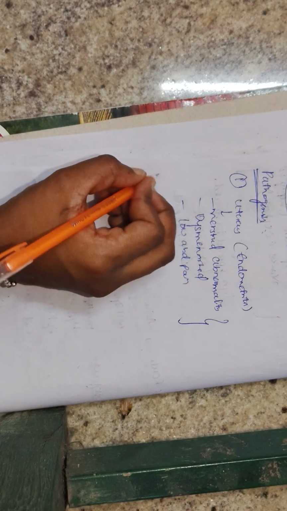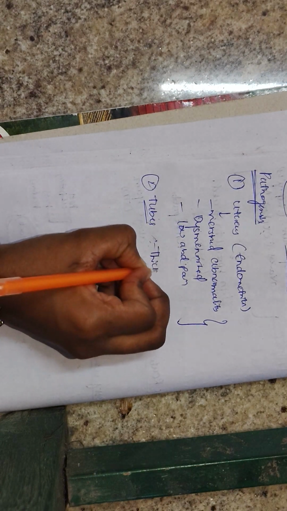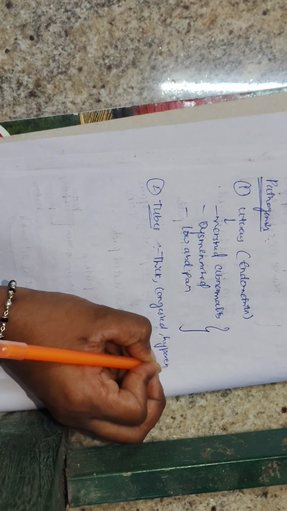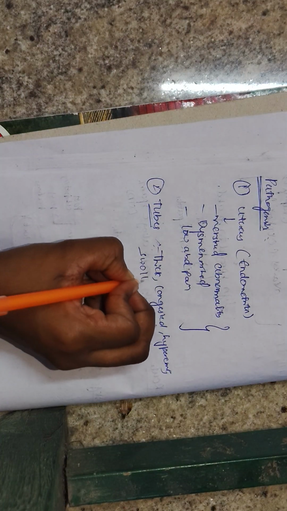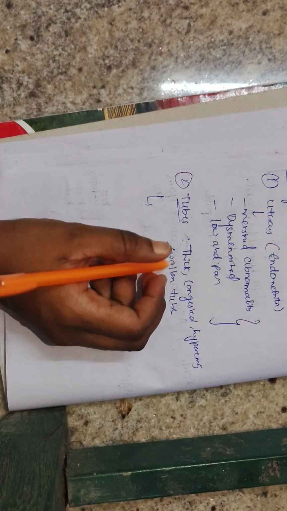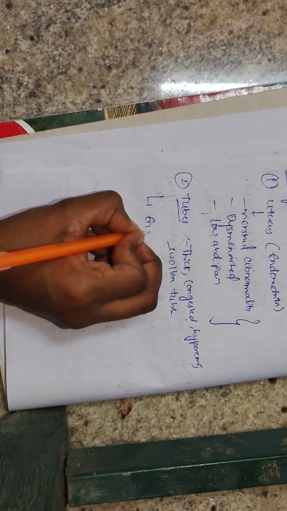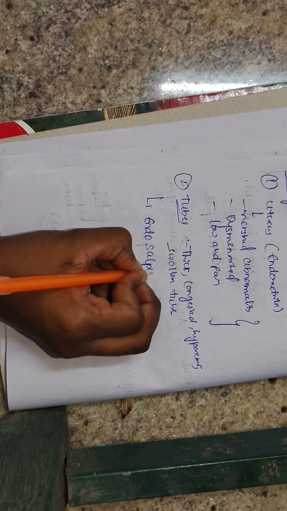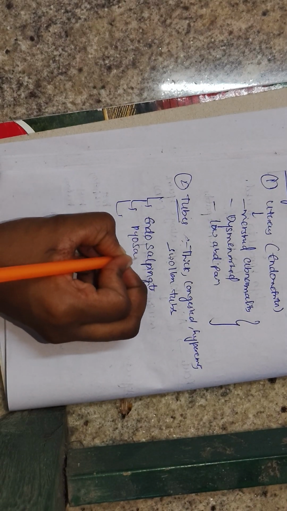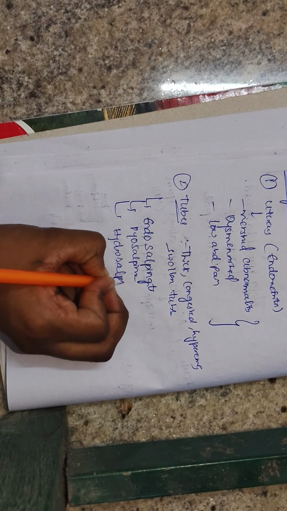Next we will discuss the fallopian tubes, how they are present in PID: thick, congested, hyperemic, and swollen tubes. Because of these thick, congested, hyperemic, swollen tubes, it leads to endosalpingitis, then pyosalpinx and hydrosalpinx.